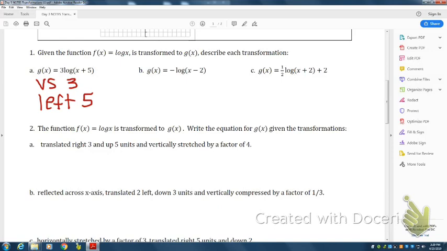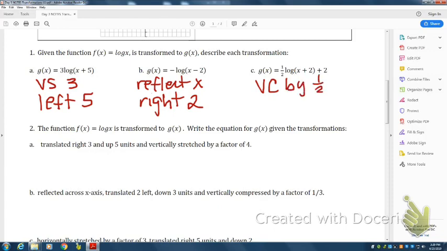Okay, letter B. That negative out front, what does it reflect? Over what axis? And that x minus 2 moved me right 2. Good. Okay. That 1/2 out front, it's a vertical what? Compression by a factor of 1/2.